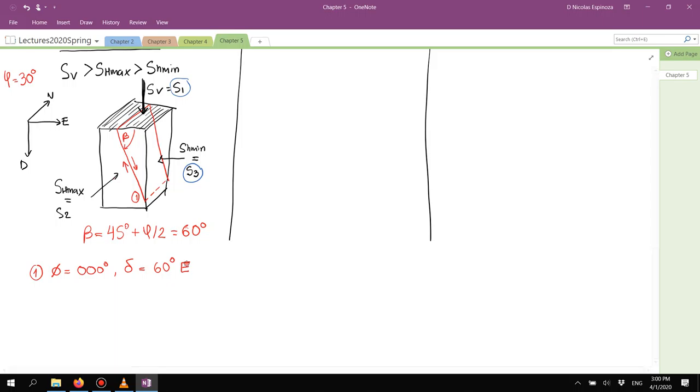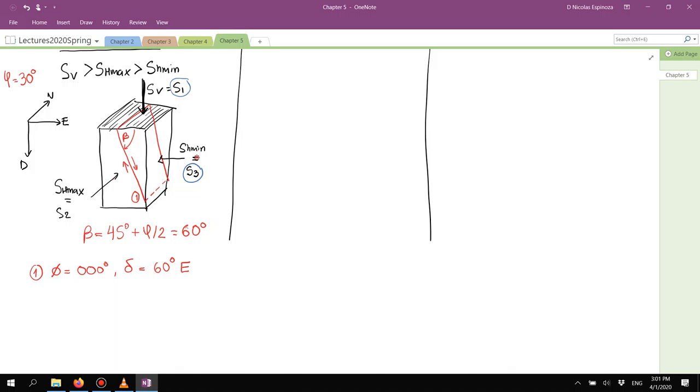So notice that the strike is controlled by the direction of the horizontal stresses and what is the orientation of that stress. In this case, in which the minimum horizontal stress is pointing in direction east-west, my strike is 0 degrees. But if I had this at any other angle, the strike of such fault will change. The dip is not going to change because the dip is going to depend only on the friction angle for this particular case. But the strike will change if the orientation of the horizontal stresses changes too. All right.